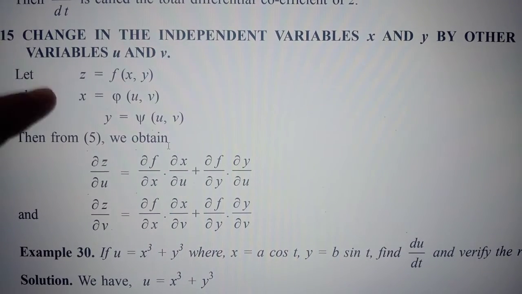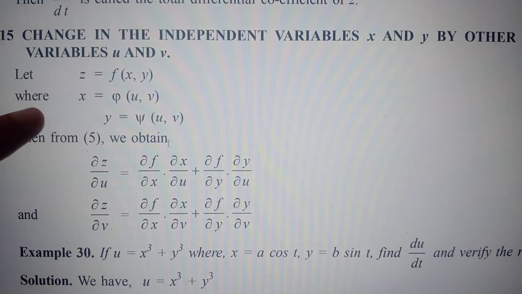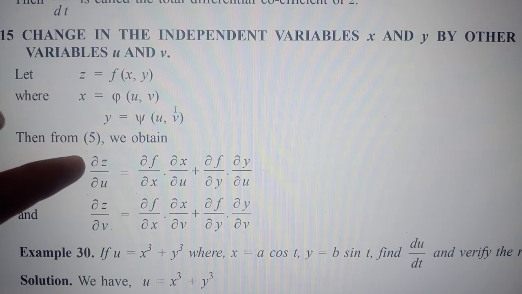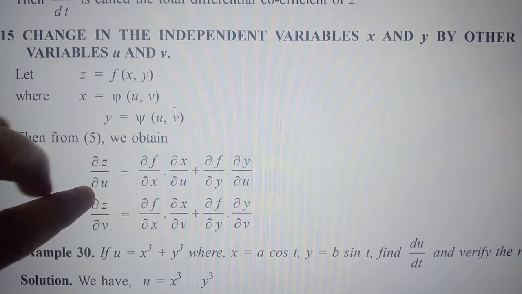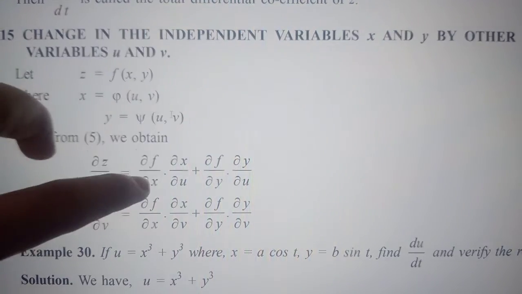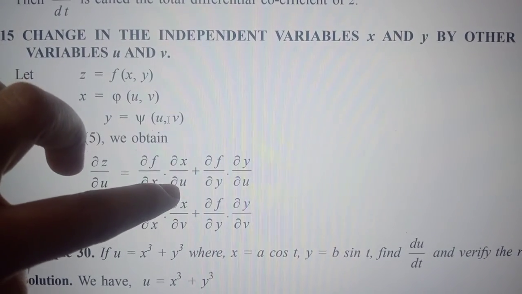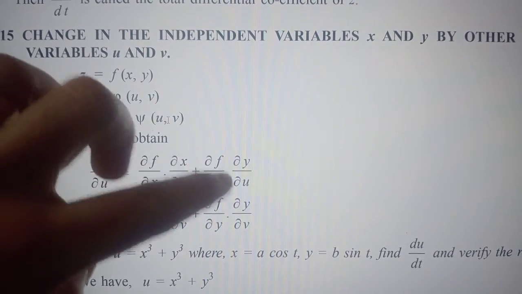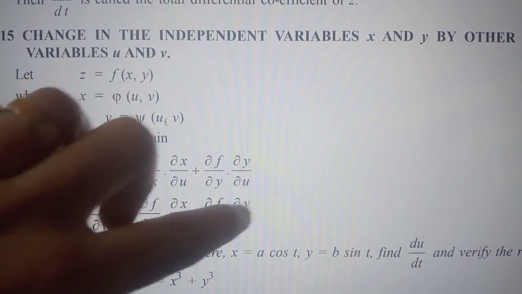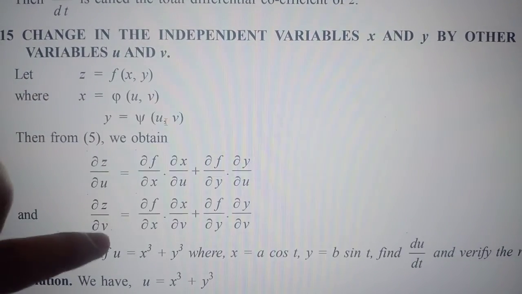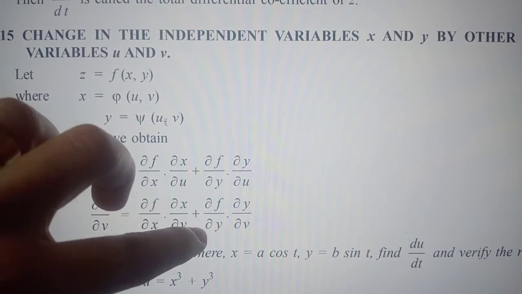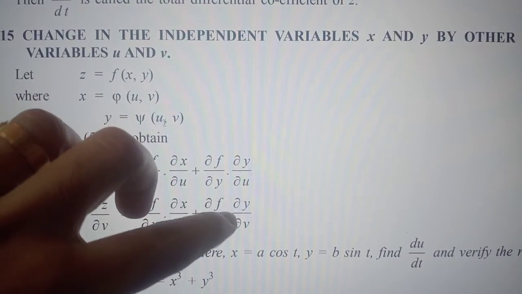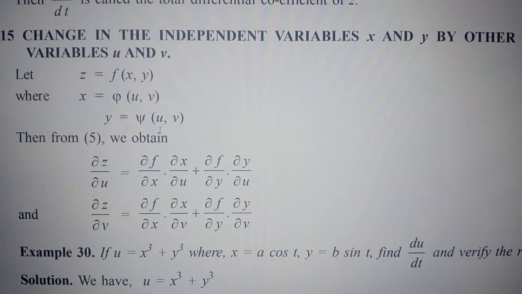So we get the total differentiation: dou z by dou u is equal to dou f by dou x into dou x by dou u plus dou f by dou y into dou y by dou u. Dou z by dou v is equal to dou f by dou x into dou x by dou v plus dou f by dou y into dou y by dou v. These equations are important.